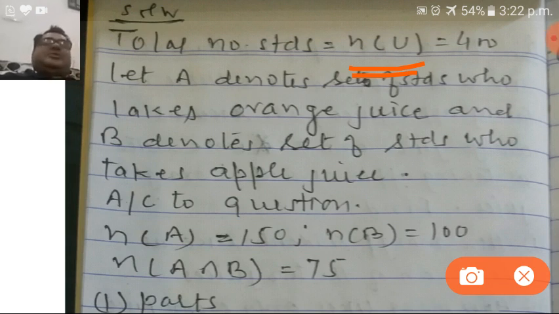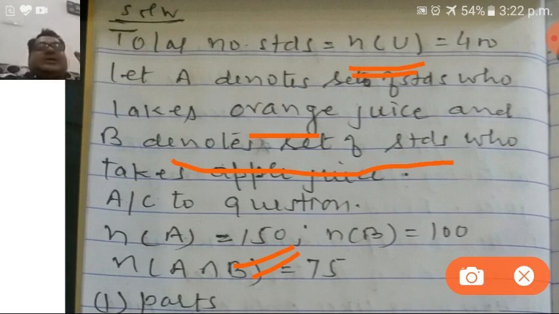A, we have assumed that set A denotes the students who like orange juice, and we have taken set B as the set of those candidates who like apple juice. Now according to the question, 150 students like orange juice, and 100 students like apple juice, whereas 75 students like both the juices.